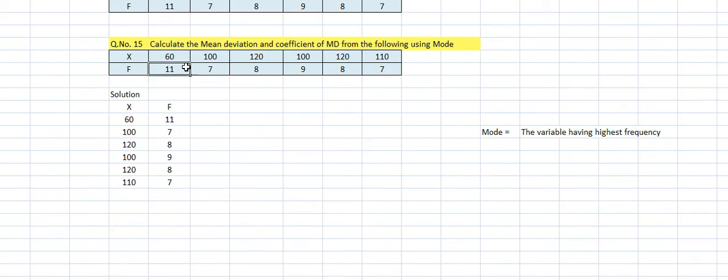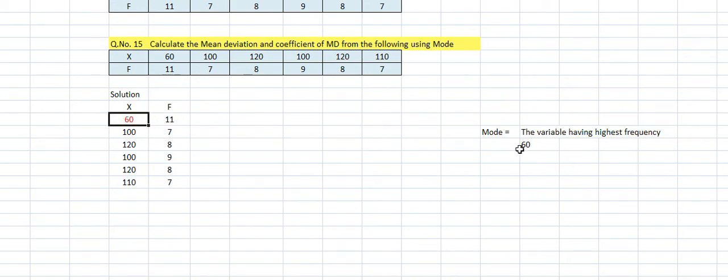Which frequency is the highest? Frequencies are 11, 7, 8, 9, 8, 7. The highest frequency is 11. Its variable is how much? 60. So 60 is the mode. Simple. This was the very simple concept to find the mode. Mode equals the variable having highest frequency. Highest frequency is 11, its variable is 60.